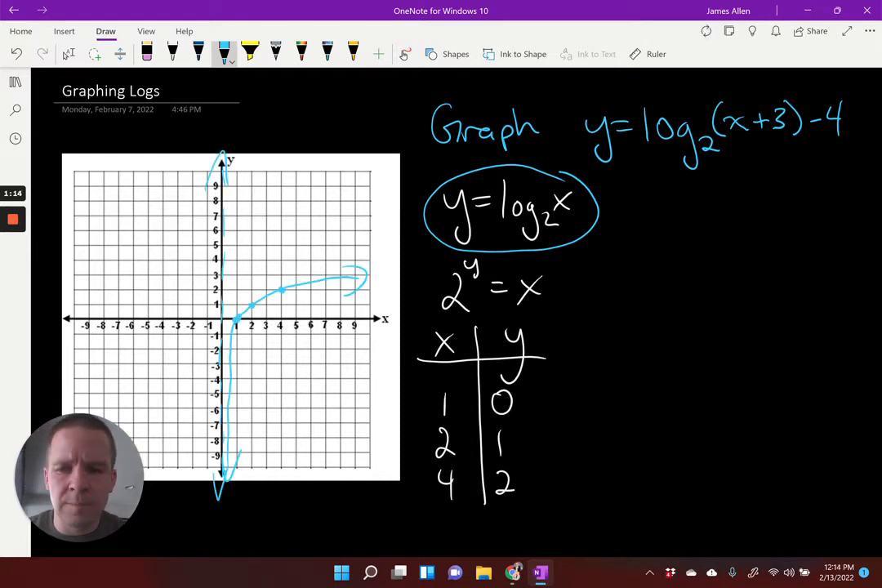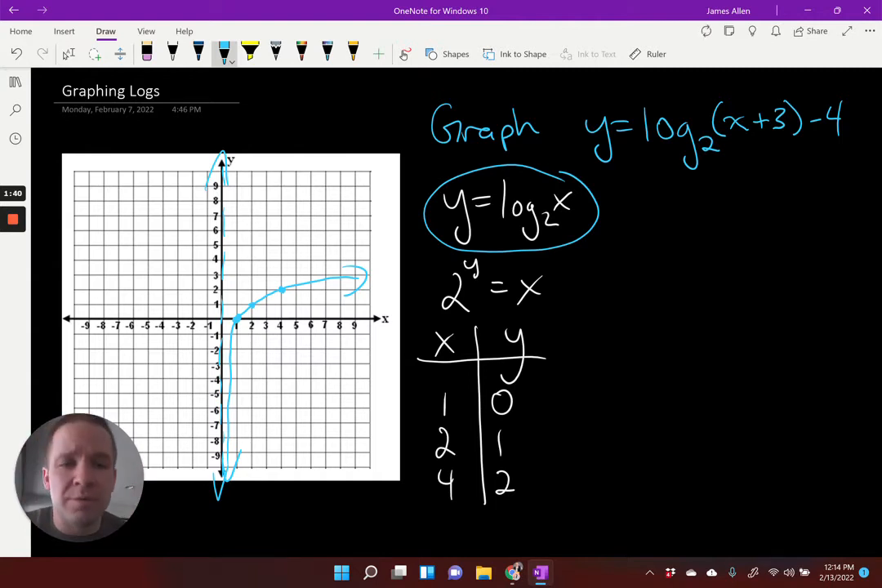What we notice about this parent function is that it has a vertical asymptote. Remember, exponentials have a horizontal asymptote, and since logs and exponentials are inverses of each other, the x's and y's switch. Now, instead of the asymptote being y equals 0, it's x equals 0, which is a vertical line. The domain of this is x greater than 0, and the range is going to be all real numbers because it never stops going up and down.